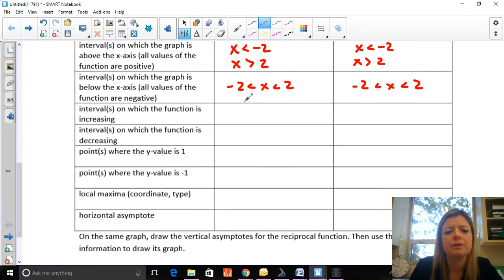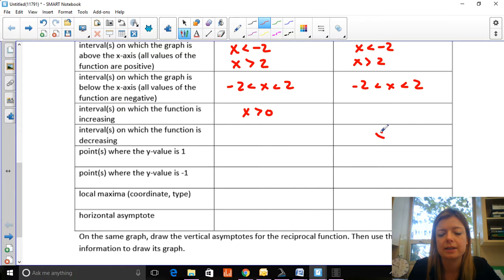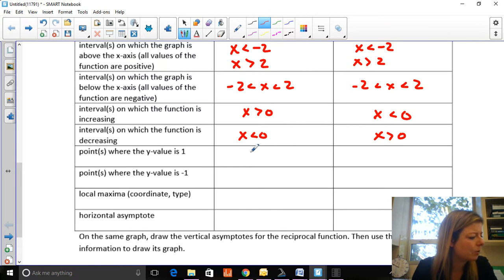The intervals on which the function is increasing: the function is increasing everywhere past the vertex. That means that's where the reciprocal is going to be decreasing, because they switch. My original is decreasing anywhere less than 0, and so my reciprocal will be increasing everywhere less than 0. So those switch.